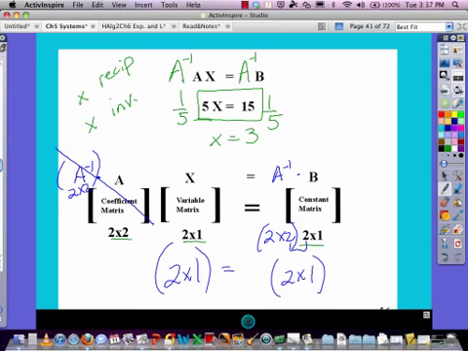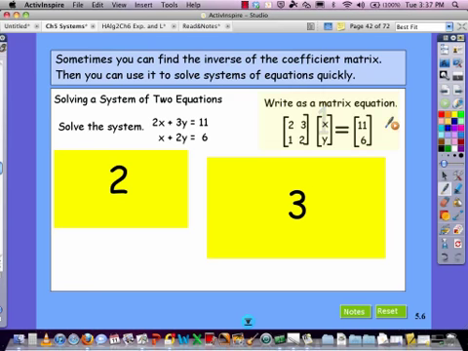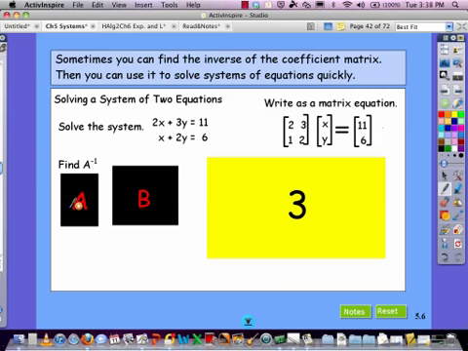So we need to do one with actual numbers. So sometimes you can find an inverse of the coefficient. You can use it to solve systems. So solving a system. So step 1, we were trying to write the system as matrix equations. So there is that same system. Step 2, we try to find our inverse matrix.